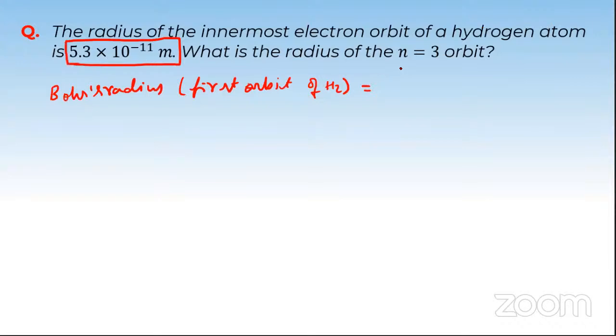Now can you calculate what is the radius of the third orbit? Come on guys, do it quick. I'll wait for a minute. Try to solve this by yourself. How far is the third orbit of hydrogen located?